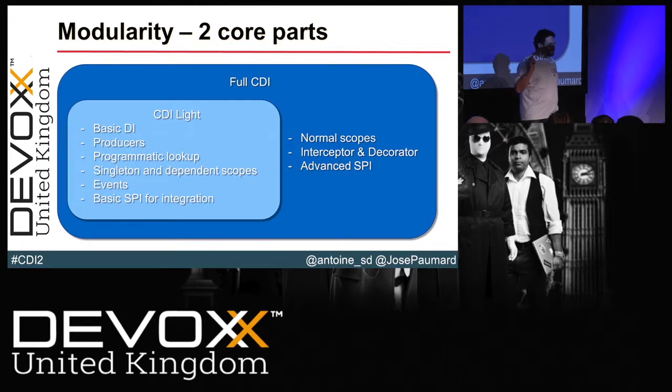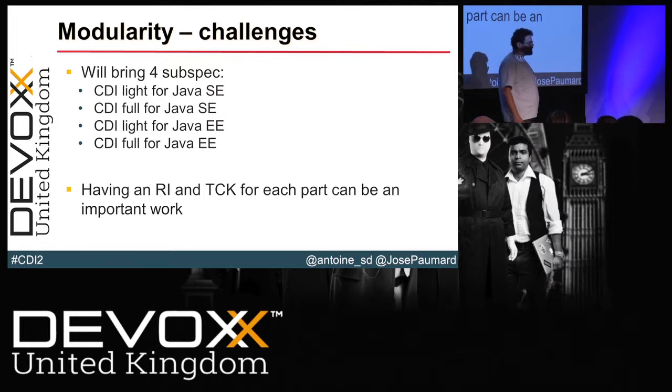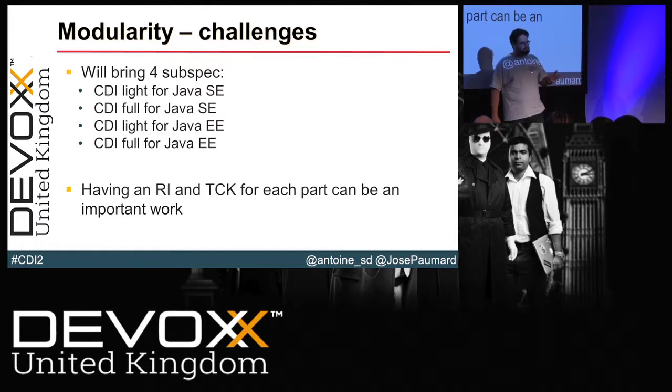Those features won't be in the early draft. It's still to be discussed because it's quite heavy to do if we want to go that way. If we want to be consistent with this approach, we will have to provide four subspecs, as you see. We have SE and EE, and we have to decline each into light and full, etc. So that means four subspecs, four TCKs, for the API.